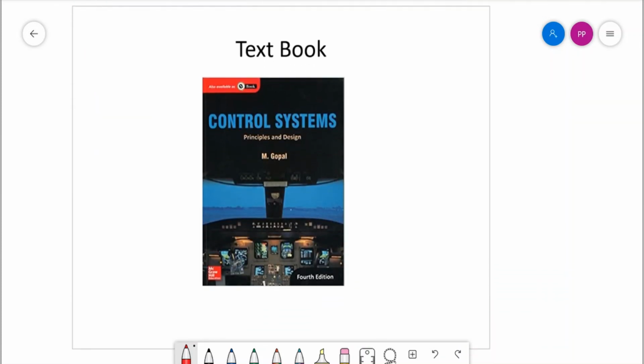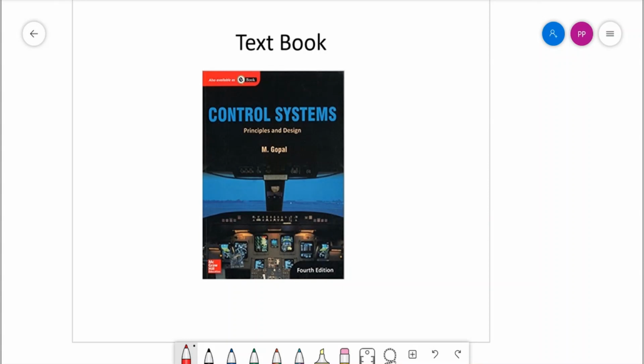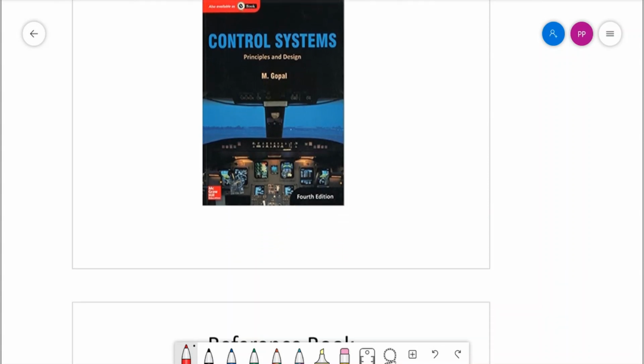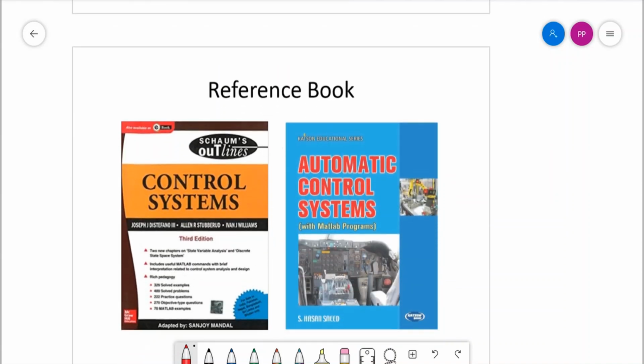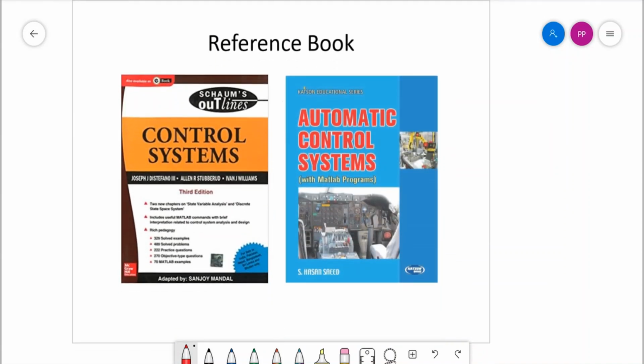This is the book I always suggest, as the language is easy, by Professor M. Gopal. One can refer to it. Some more reference books are available here.